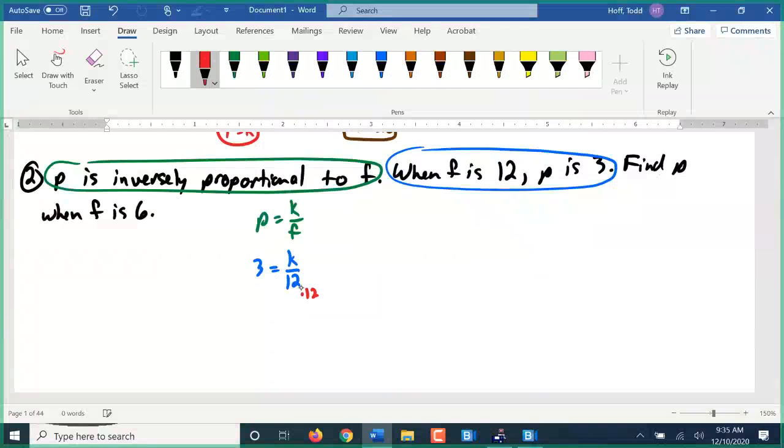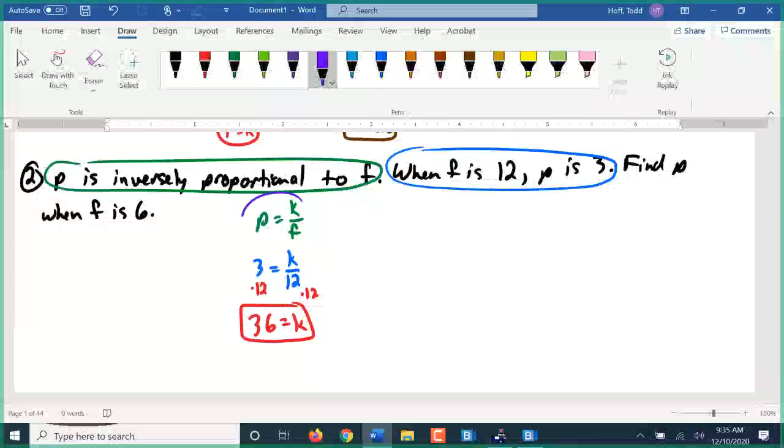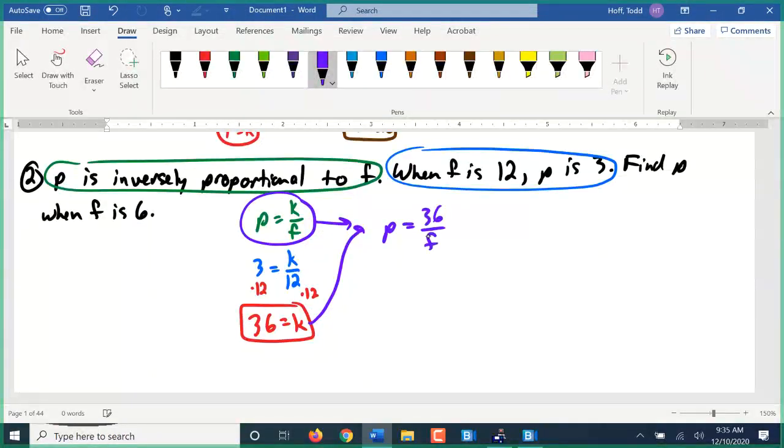Here we're going to multiply by 12 to get K by itself. To get 36 equals, or solve for K, I should say. We multiply by 12 to get K by itself. So 36 equals K. So now we can, again, further define this relationship by putting K into it. P is equal to 36 divided by F.